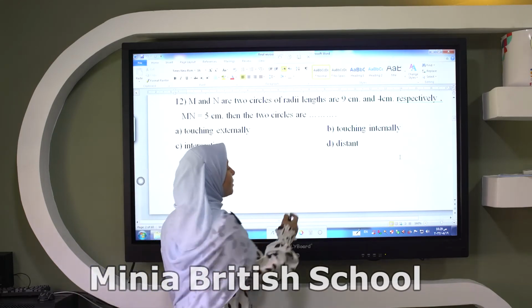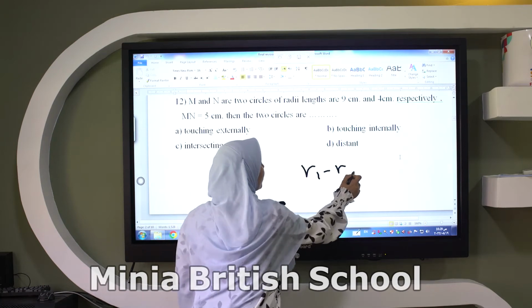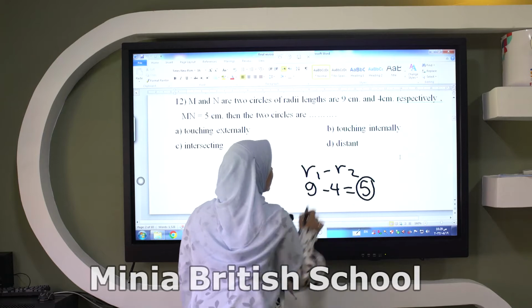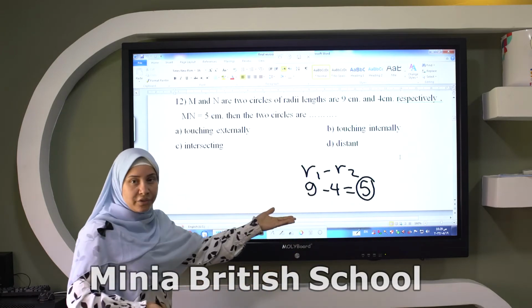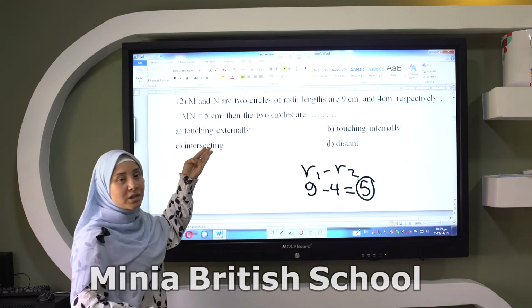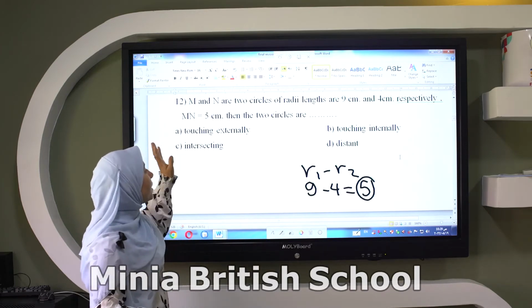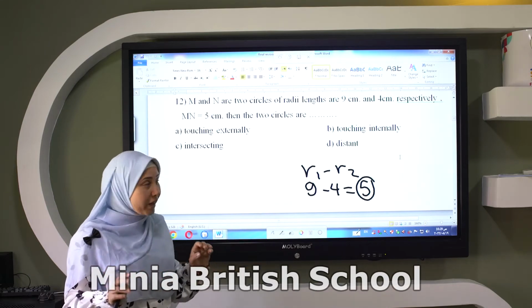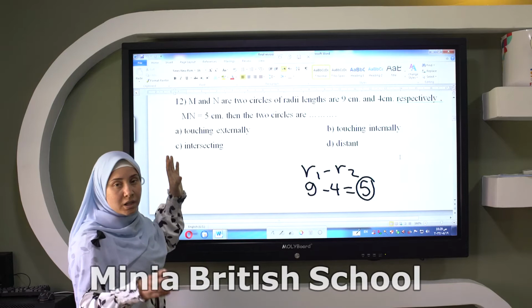The difference between them, R1 minus R2, equals 9 minus 4 equals 5 centimeter. Then the difference between the two radii equals 5. Then MN equals what? Then MN equals 5. Then the two circles here are touching internally, okay? The same question, but a different way.